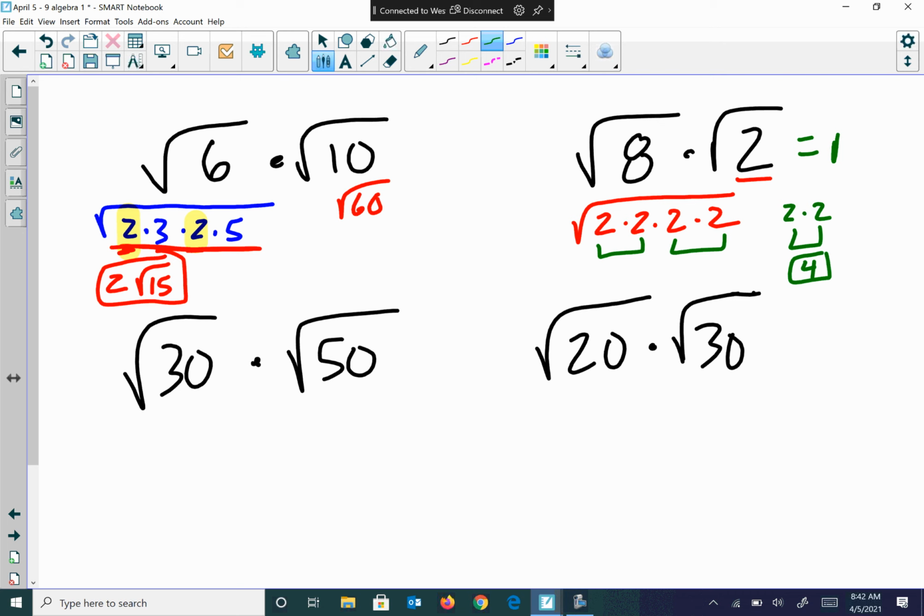If I had done the multiplication here, this would have given me root 16, and I'm pretty sure that root 16 is also 4. Which way do you see it? I don't know. But again, whatever way you see it is a gift.